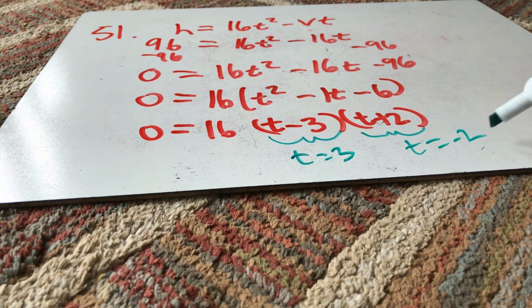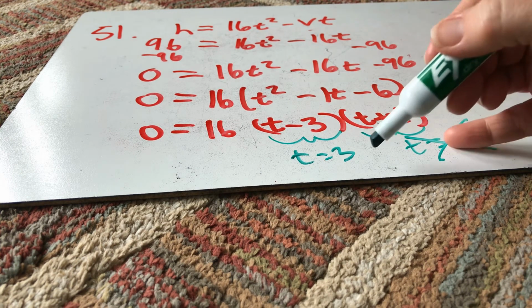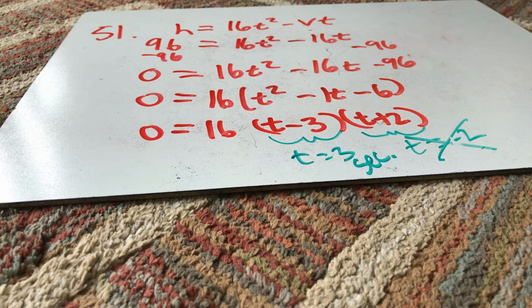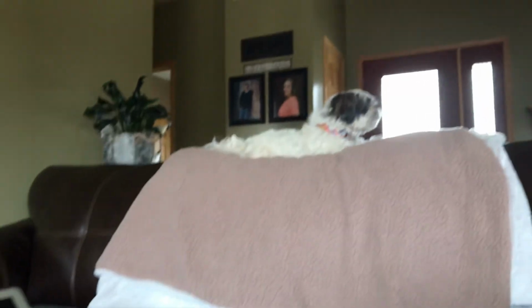What would turn this into 0? t equals -2. One of these doesn't make sense for time. So your answer is going to be 3, and it is in seconds. So there you have it. That is number 51. Again, if you have problems with numbers 45, 47, 49, or whichever ones I didn't do, please let me know. I certainly can do them.